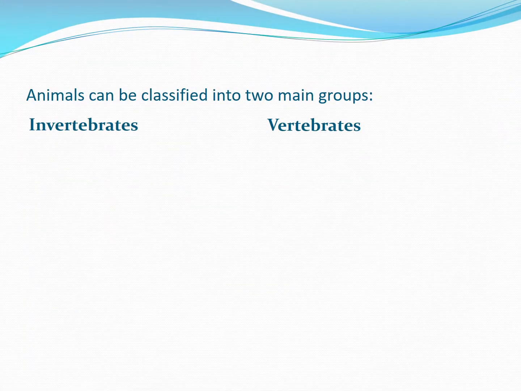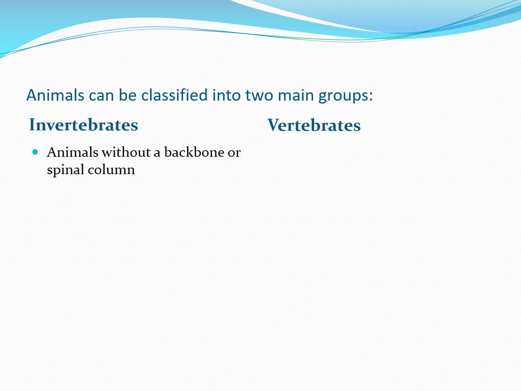Where do the invertebrates and vertebrates fit in? Well, 97% of all animals are invertebrates, and we classify those based on a couple different factors. First of all, they have to lack a backbone or a spinal column. They're usually smaller in size. Now, I say usually because there's always exceptions. There's something called the colossal squid, which is very large, but it's an invertebrate.